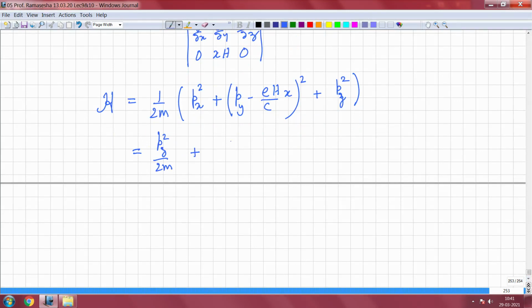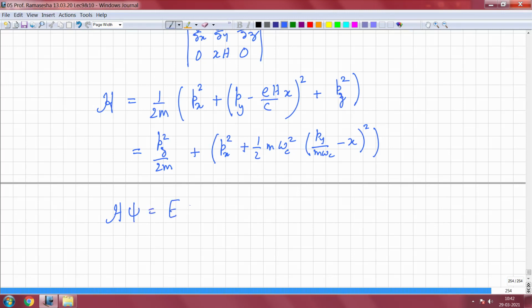plus Px squared. This can be quite easily simplified, and when you simplify it, what you will get is Px squared plus 1/2 m omega c squared times (Py by m omega c minus x) the whole squared. This is the Hamiltonian.